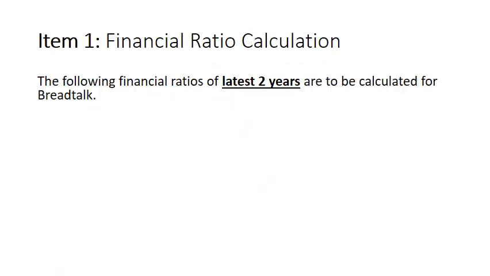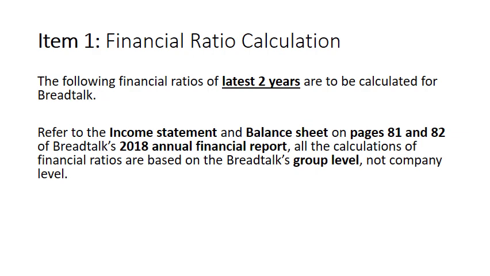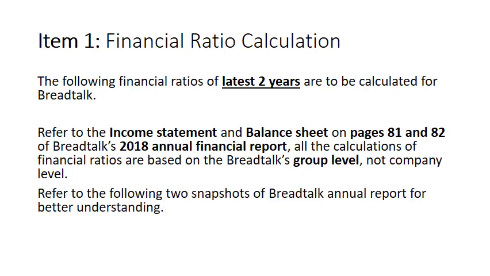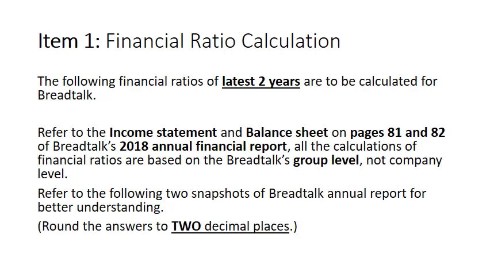Item 1, financial ratio calculation. The following financial ratios of the latest 2 years are to be calculated for BreadTalk. Refer to the income statement and balance sheet on pages 81 and 82 of BreadTalk's 2018 annual financial report. All the calculations of financial ratios are based on BreadTalk's group level, not company level. Please refer to the following 2 snapshots of the BreadTalk annual report for better understanding regarding group level. Another point, round off the answer to 2 decimal places. Okay.